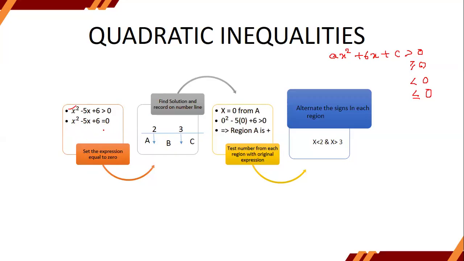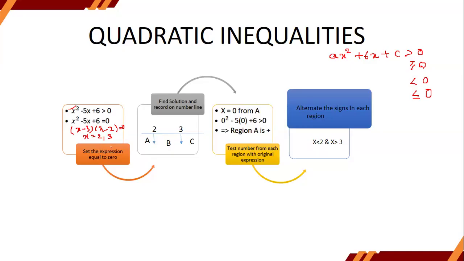Now you already know how to find the solution of this equation. It is a quadratic equation, so you know immediately what the factors are. The factors are (x − 3)(x − 2) = 0. So the solution for this equation is 2 and 3, right?